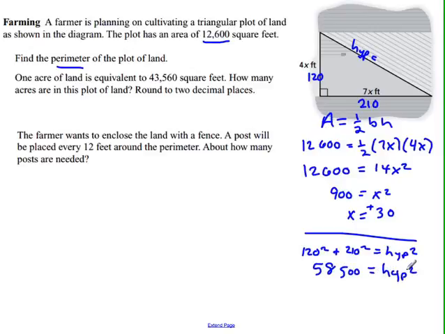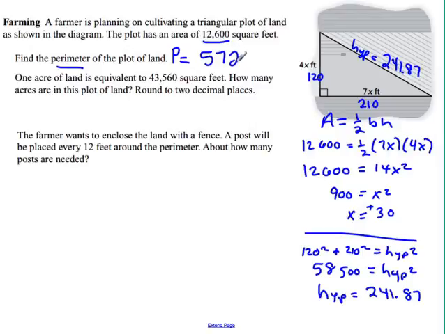When I take the square root of that, since I'm working with a story problem here, I think it's okay to use some decimals. So we'll say 241.87. If we're going to find the perimeter, we're just going to add these 3 numbers together. So 120 plus 210 plus this last hypotenuse we found, that's going to be approximately 572 feet all the way around. That's the nearest foot, which is probably what you're going to want. Again, some teachers might want you to round differently or use exact numbers, so make sure to watch that.